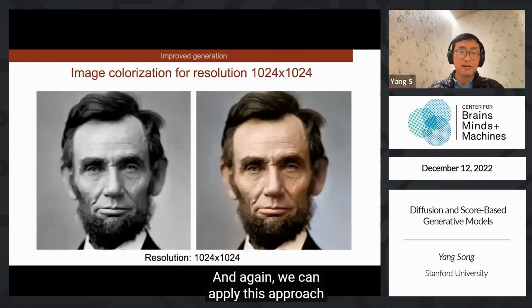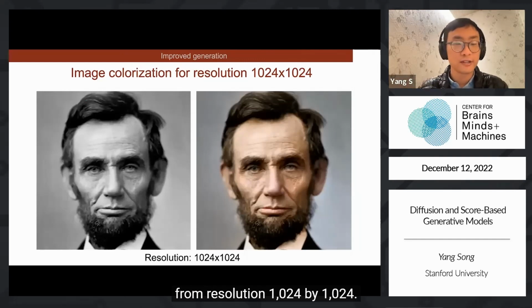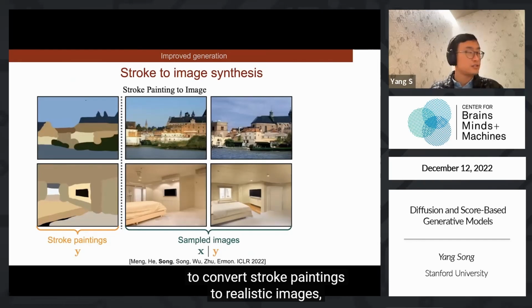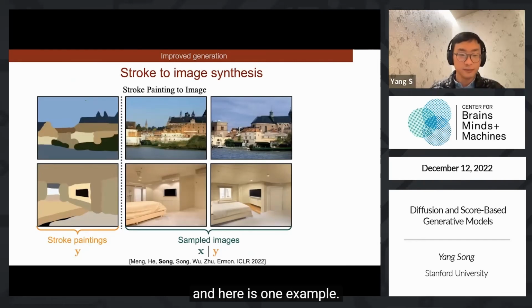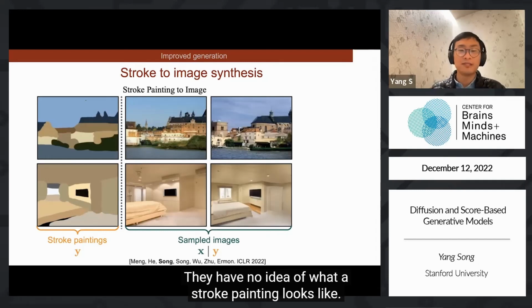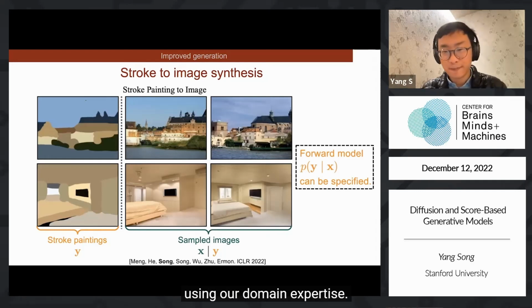And again, we can apply this approach to larger scale examples, such as colorization for images of resolution 1024 by 1024. So the same approach can be applied to convert stroke patterns to realistic images. And here is one example. Now the stroke patterns become the control signal, and we use an unconditional score-based model trained on realistic images only. They have no idea about what a stroke pattern looks like. We can develop the forward model by manual specification using our domain expertise.